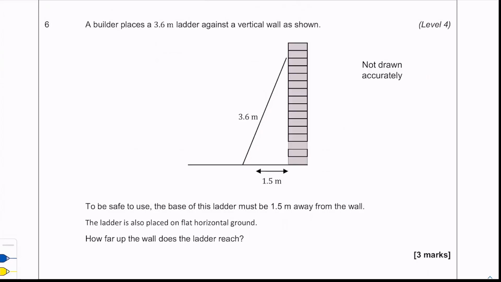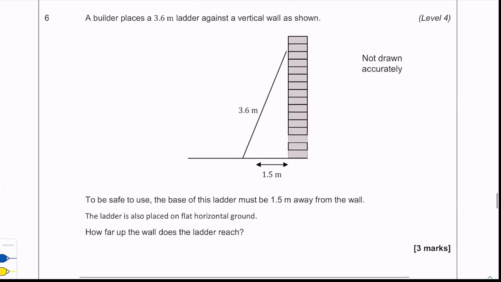Getting into the next question, the diagram is a little bit different. A builder places a 3.6 metre ladder against a vertical wall. So here's the ladder and here's the wall. Then we're shown that the gap is 1.5 metres from the ladder to the wall. We should be able to spot that we've got a right angle triangle here. That's the thing that we need to spot right away.